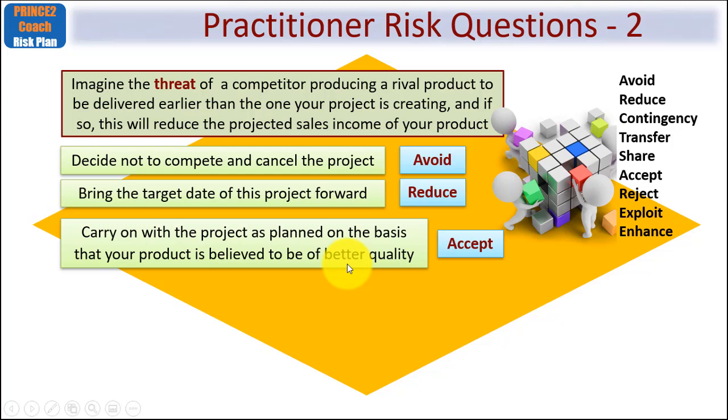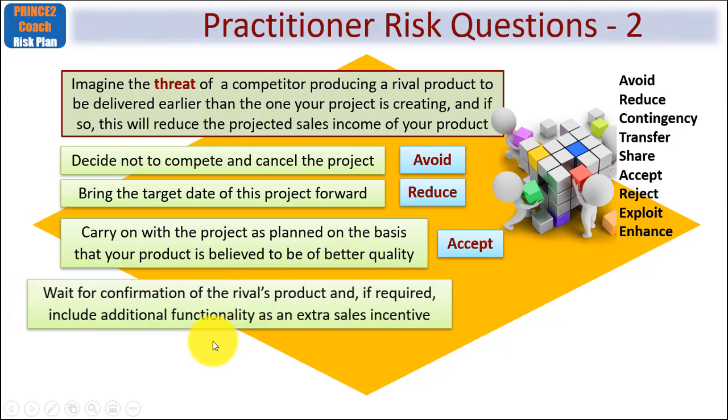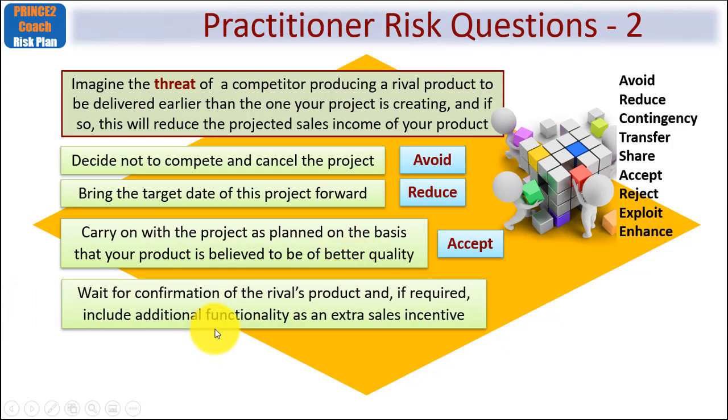Another one? If the question said wait for confirmation of the rival's product and, because they're talking about it just as a threat, not as an absolute, and if required, include additional functionality as an extra sales incentive. Which one of these is your response type? Well, the clue is in the word wait. You've probably guessed it. It's contingency, or fallback as it's sometimes called. You've got a plan B in your back pocket, but you don't intend to use it until and unless it's needed.